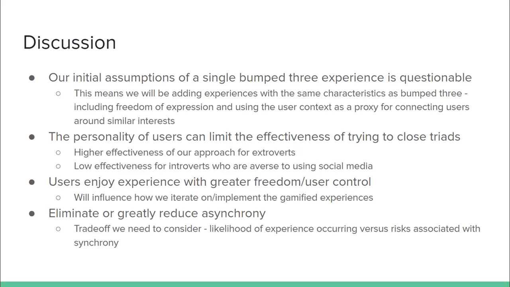So here's a discussion of our findings as a whole. We found that our initial assumption of a single bump experience as a foundation for friendship is questionable. This means that we will be adding experiences with the same characteristics as bump 3, including freedom of expression and using the user context as a proxy for connecting users around similar interests based around similar locations.